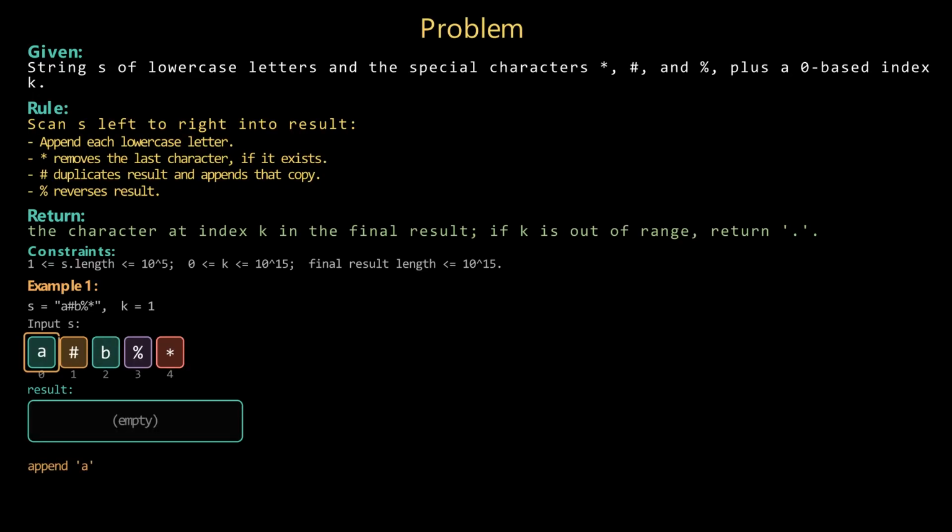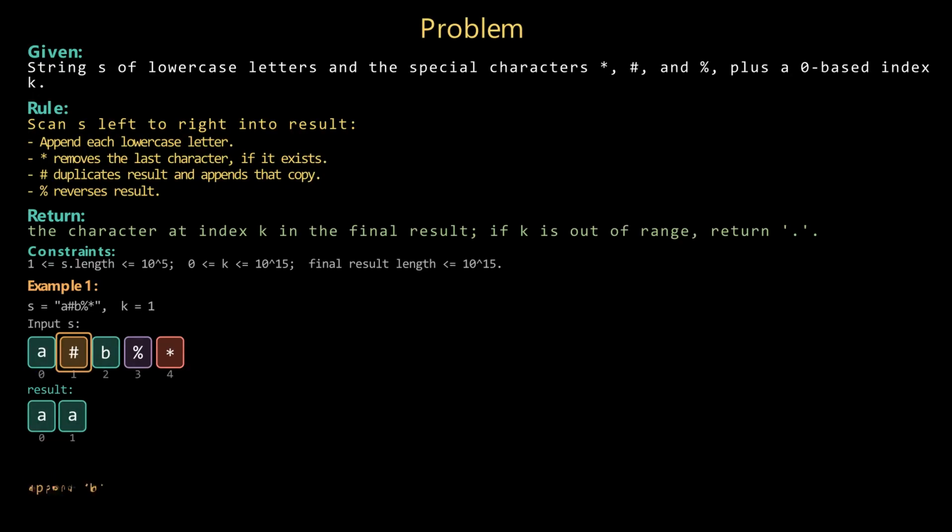Example 1: append a, hash doubles to aa, append b to get aab, percent reverses to baa, star pops to ba. Index 1 points at the second character, which is a.